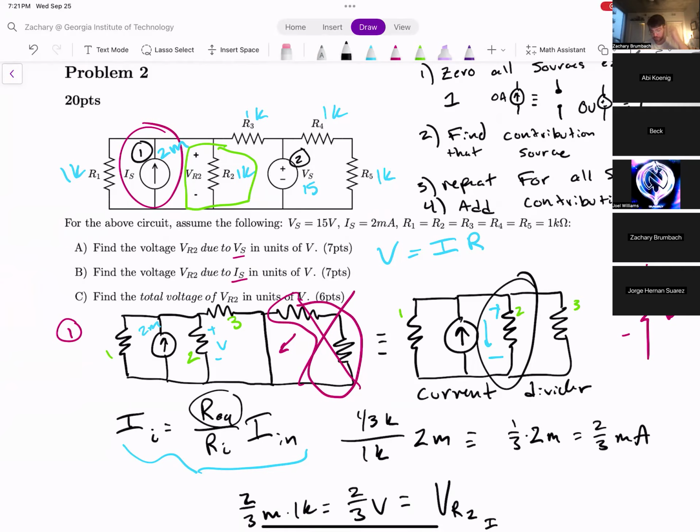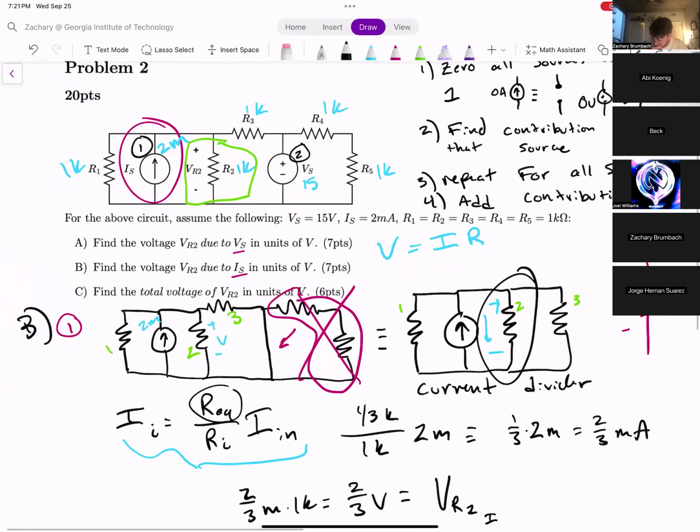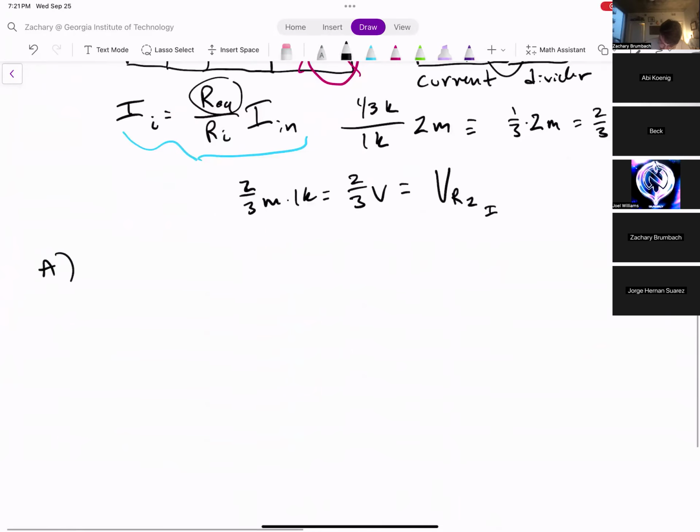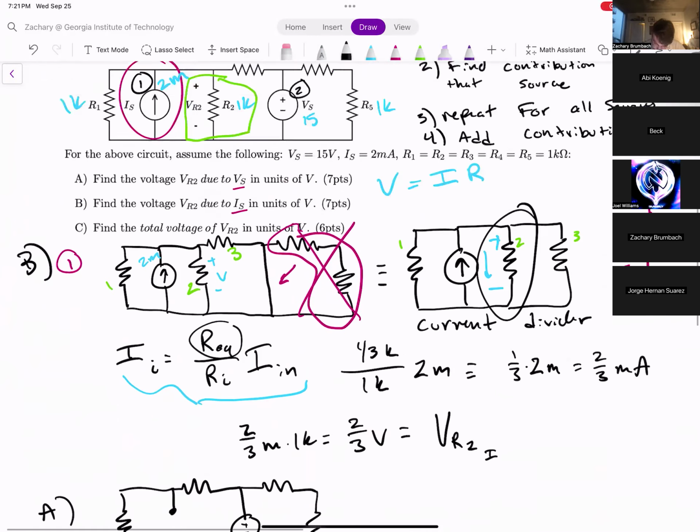Cool. Okay. So again, this is part B. For part A, we're going to redraw this circuit again with just my voltage source. Instead of a current source, we're going to have a break in my circuit. We're going to have this resistor, a voltage source, and a resistor. I think this is how they drew it. Is that correct?